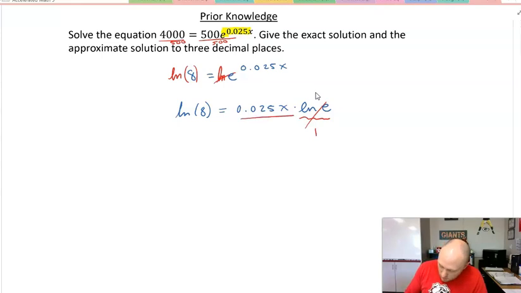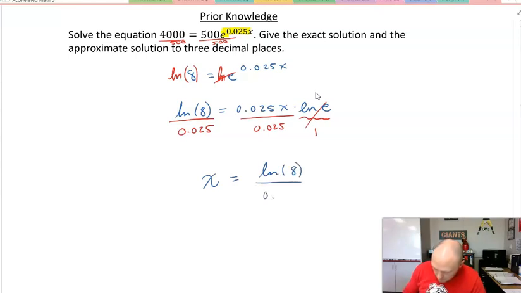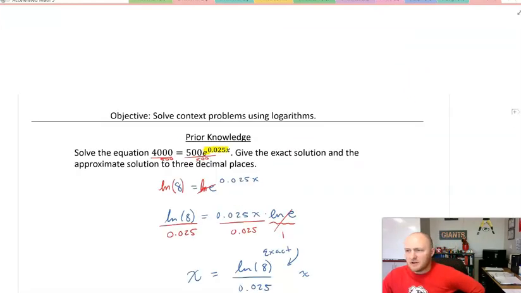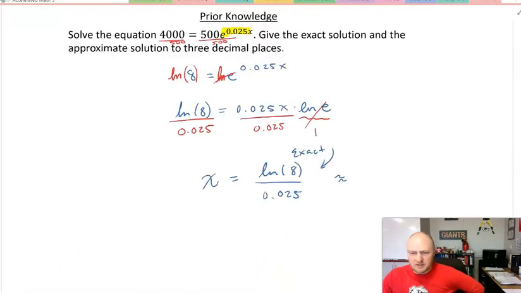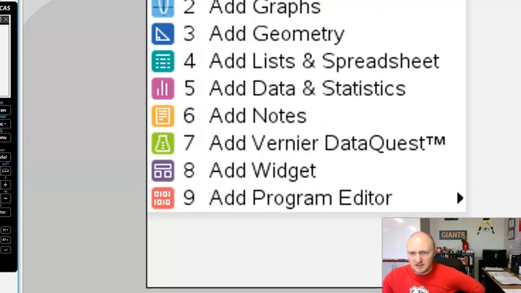And now I'm going to solve. We'll divide by 0.025, divide by 0.025. And we get x is equal to the natural log of 8 over 0.025. Okay, this is your exact solution. And then your rounded approximated value, I believe, is not here. We're going to have to go ahead and calculate this.